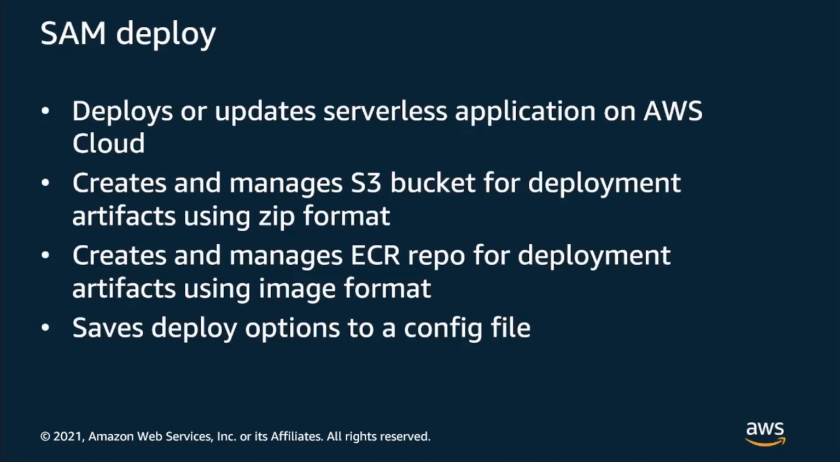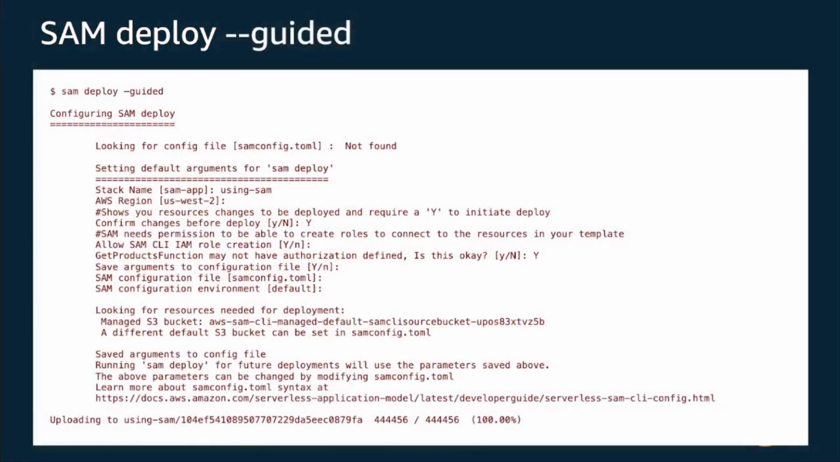With the S3 buckets, it's one per region, and all your artifacts are stored there. With ECR, it's a little different. It's one per application. It'll be done as a companion stack. And then once it's done, it saves all your settings to a config file that it will reference the next time you deploy, so you don't have to fill it all in again. So let's look at what it's like to do a SAM deploy guided.